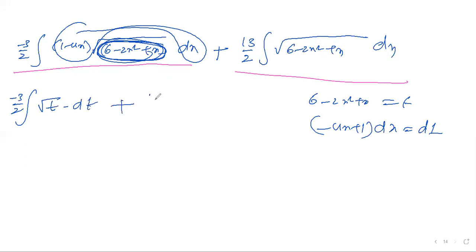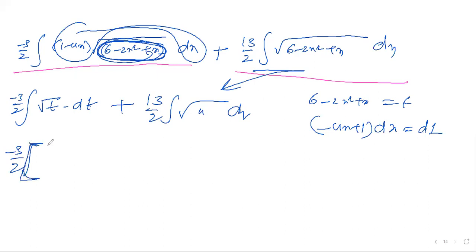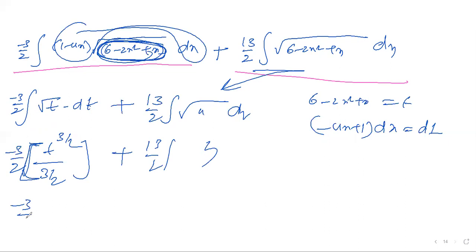Yes, sir. 13 by 2, this part is common as usual. Next minus 3 by 2, integration of root t. What I got? t power 3 by 2 by 3 by 2. Plus 13 by 2. This question is a continuation. So minus 3 by 2 by 3 by 2 is going to cancel now. What are you going to get as the answer? Minus of t, that is 6 minus 2x square plus x whole power 3 by 2.